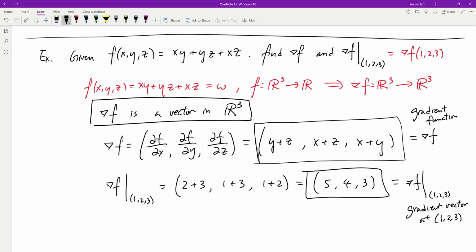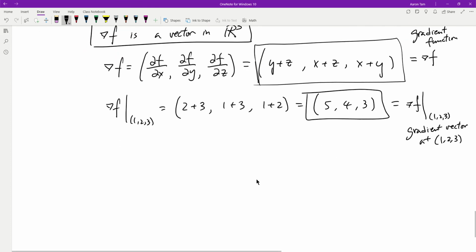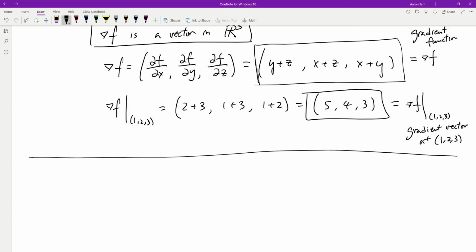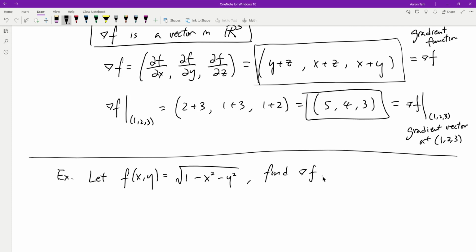Maybe I'll show you another example. Maybe we'll try this one. Let's say we let f of x, y equal the square root of 1 minus x squared minus y squared. And we're going to ask you to find the gradient of f.